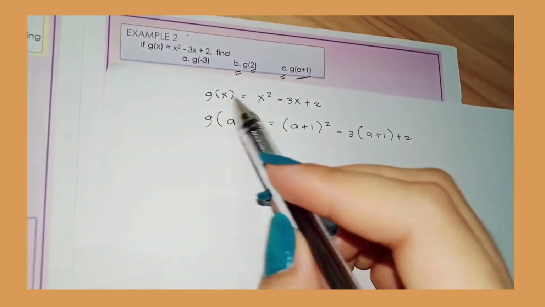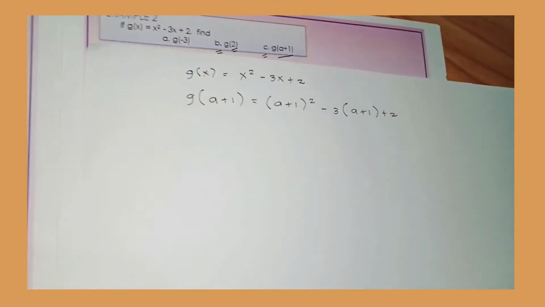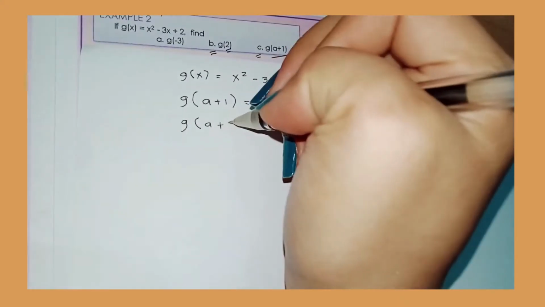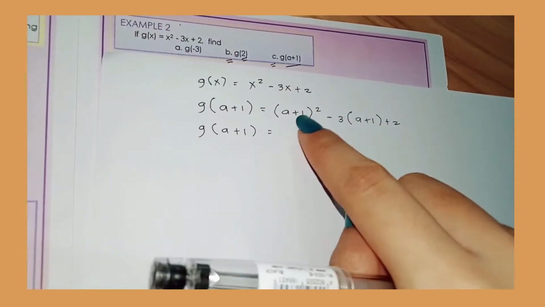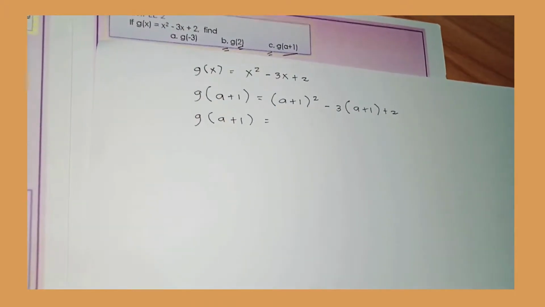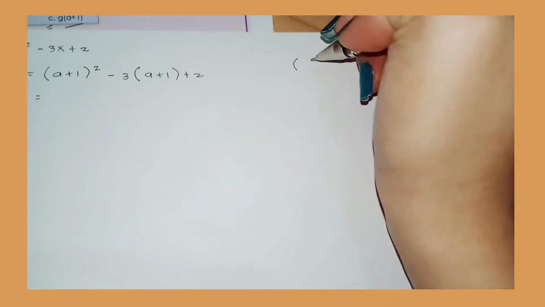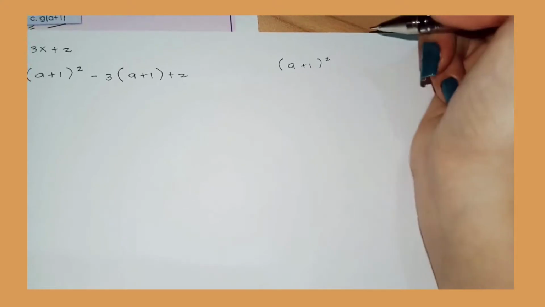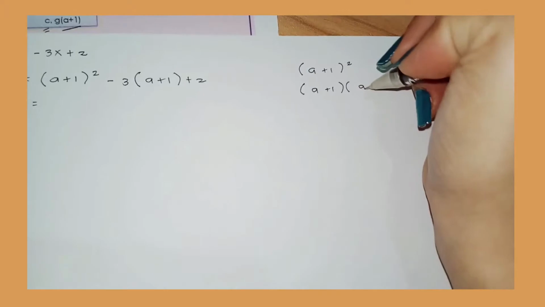So, yung tatlong x, pinalitan ko ng tatlong a plus 1. Next thing to do, we need to simplify the given equation. Copy the first one, g, a plus 1 is equal to, paano natin isosolve yung a plus 1 squared? So, we need to use the FOIL method. A plus 1 squared. Pag sinabing squared, meaning dalawa siya. So, this will be a plus 1, a plus 1.